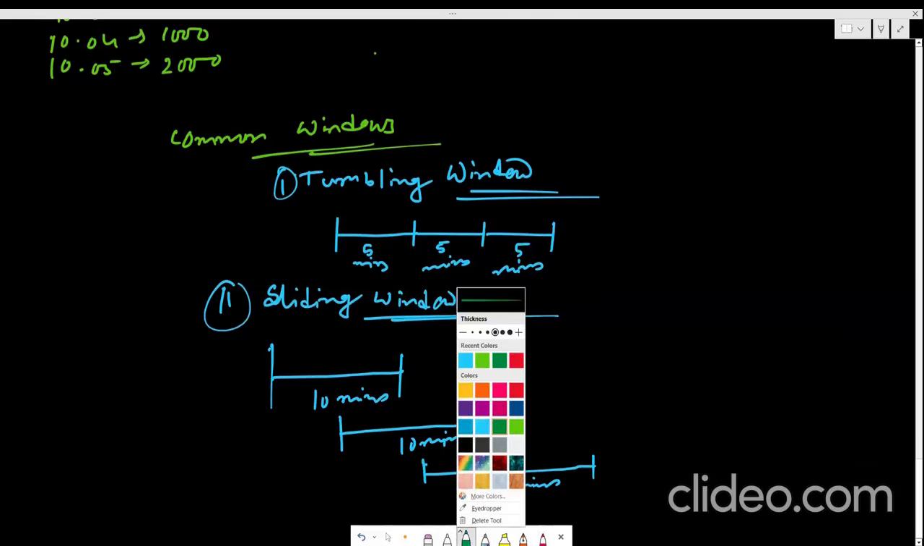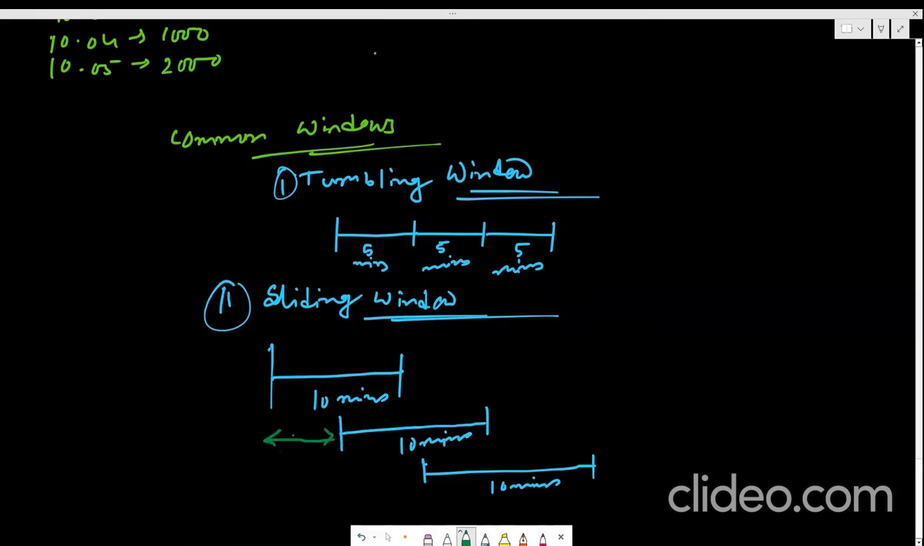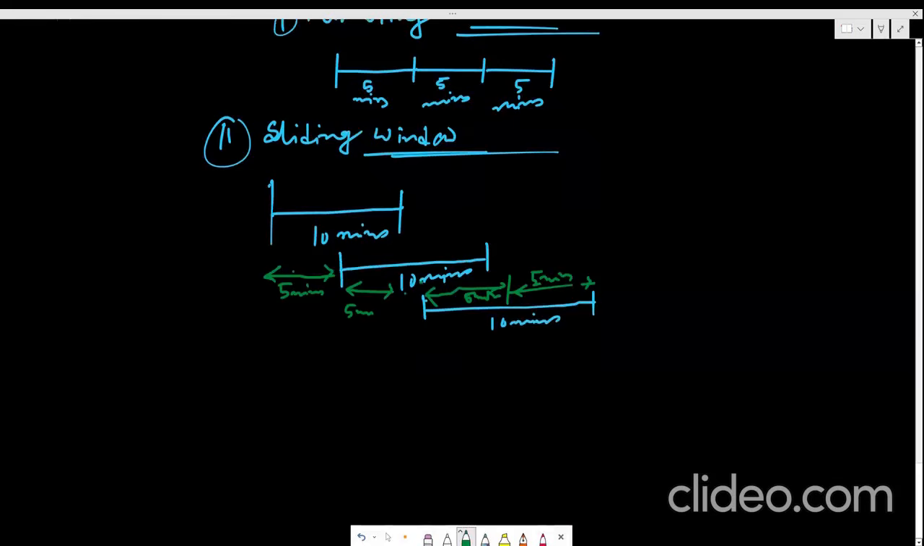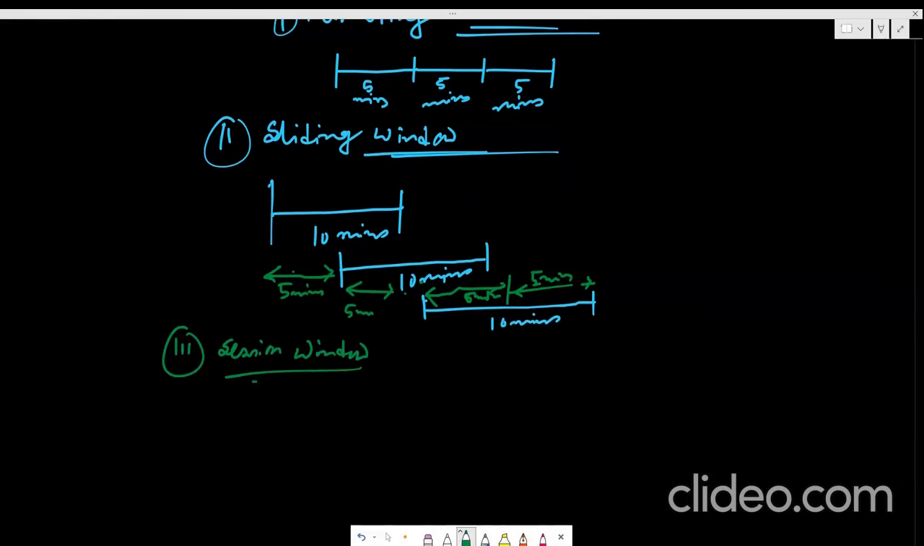If you calculate from this to this, it is 5 minutes. Again, this to this, it is 5 minutes. Again here, it is 5 minutes, and again from here, it is 5 minutes. So here 4 times, like 20 minutes, we have calculated. It's okay, but I'm just telling you that some 5 minutes are getting overlapped. And there is another one, which is the session window. So: tumbling window, sliding window, and session window.